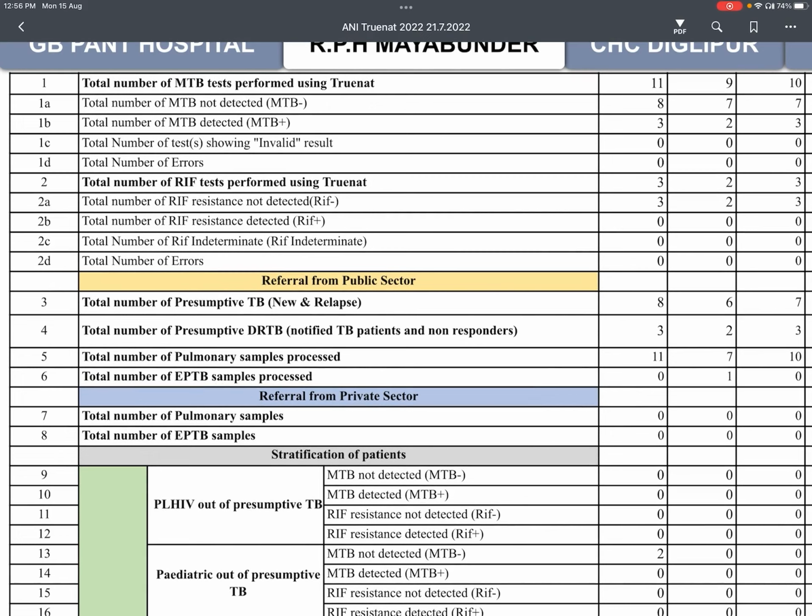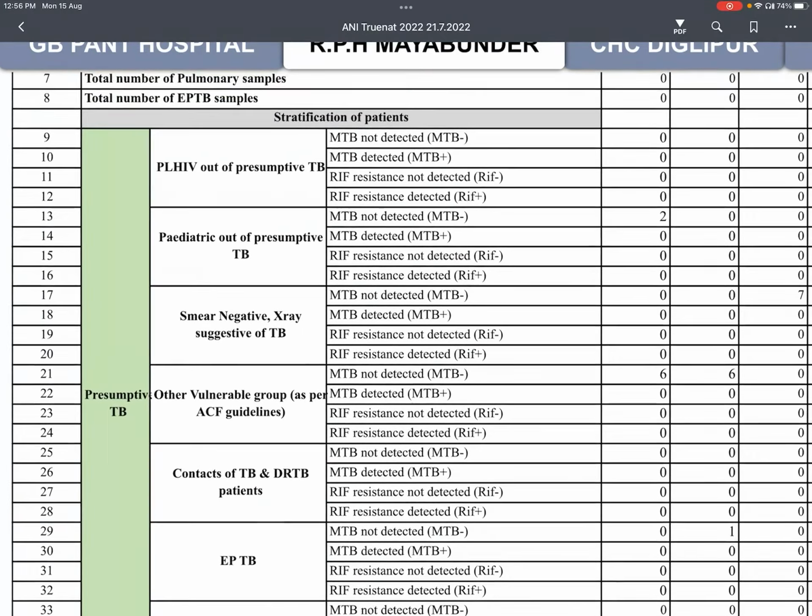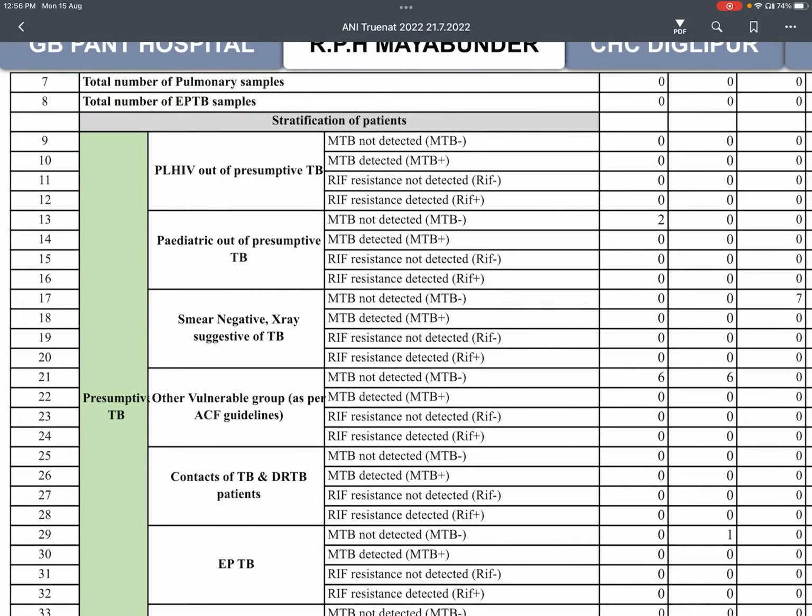In public sector, this number 3 and 4 bifurcation again is there of presumptive TB and presumptive DRTB. So when you got the sample in the form, if it was presumptive TB written right here and presumptive DRTB right here. Both this presumptive TB, presumptive DRTB have another set of divisions. So presumptive TB, you also have to see whether it was PLHIV, the patient, or pediatric patient, that is 18 and below age. Smear negative means you got the sample for NAT, but it was smear negative and X-ray was positive, will come here.